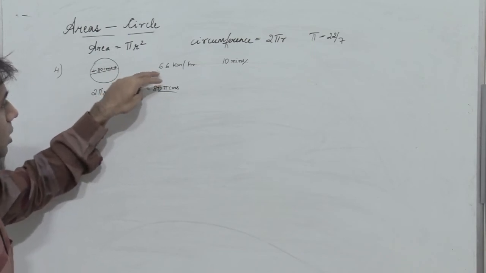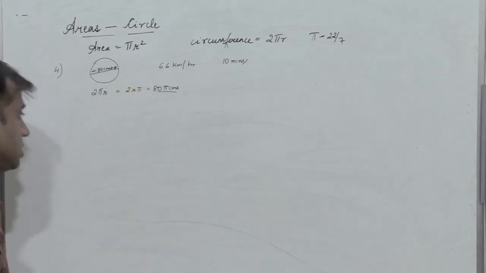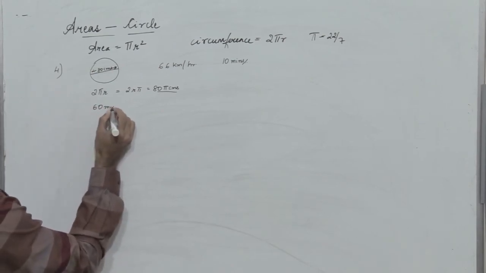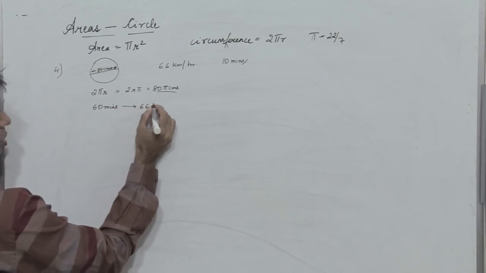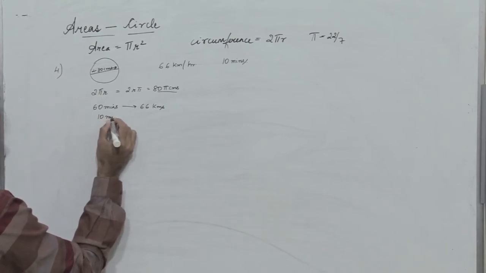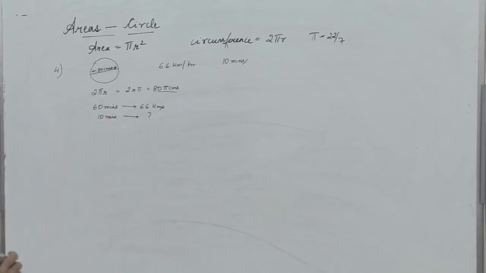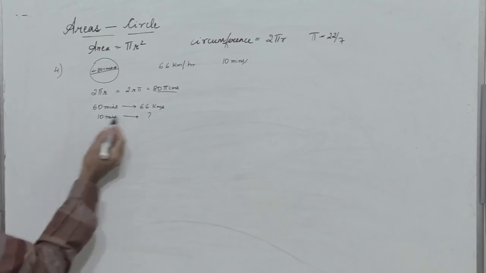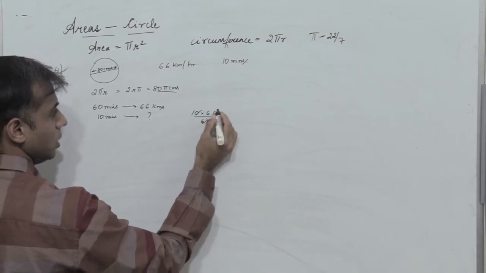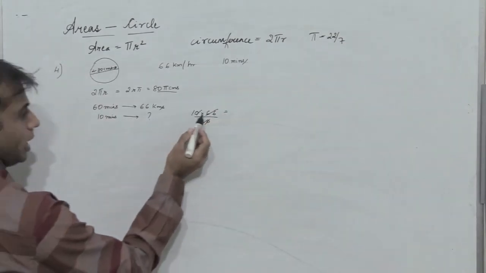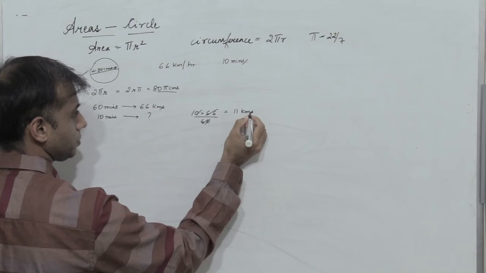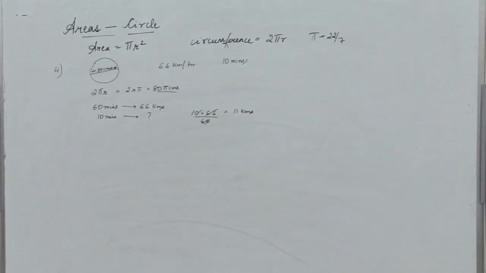Right? So now, here 66 kilometers per hour is given. So if the car travels for 60 minutes, the car travels 66 kilometers. So in 10 minutes, what is the distance the car travels? So that would give me 10 into 66 divided by 60, so we get 11 kilometers. So in 10 minutes the car travels 11 kilometers.